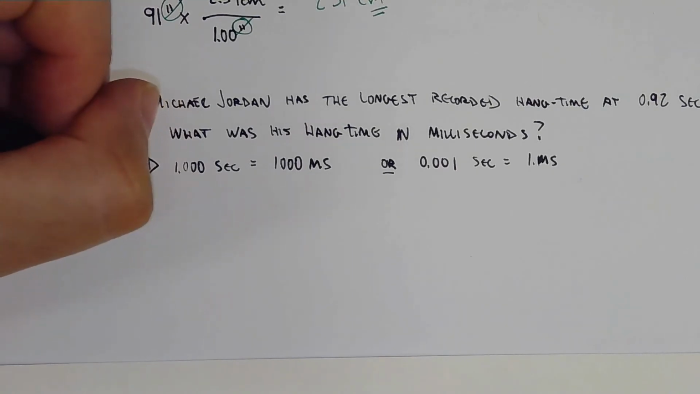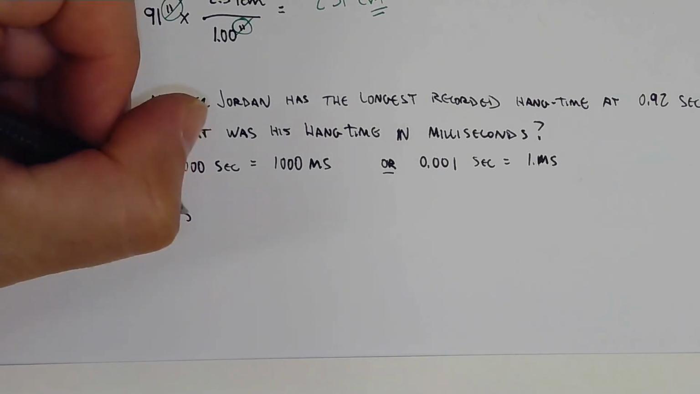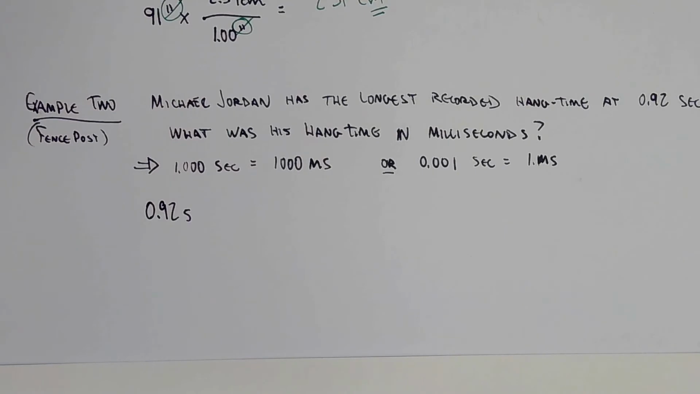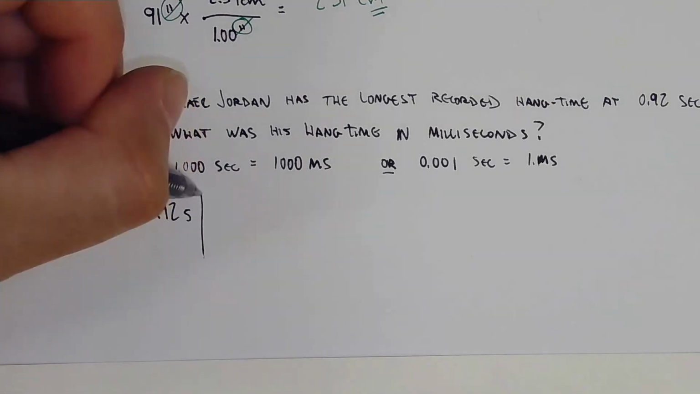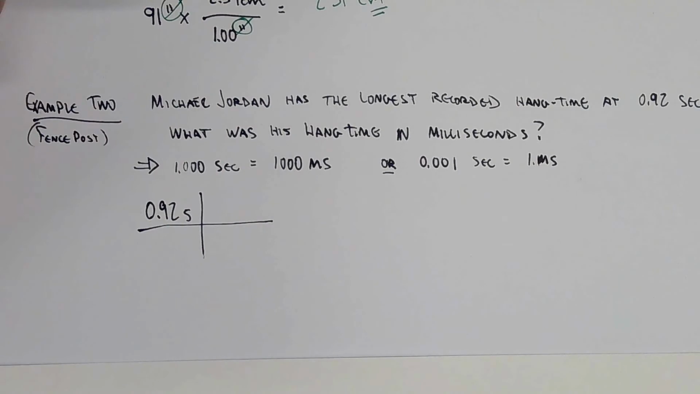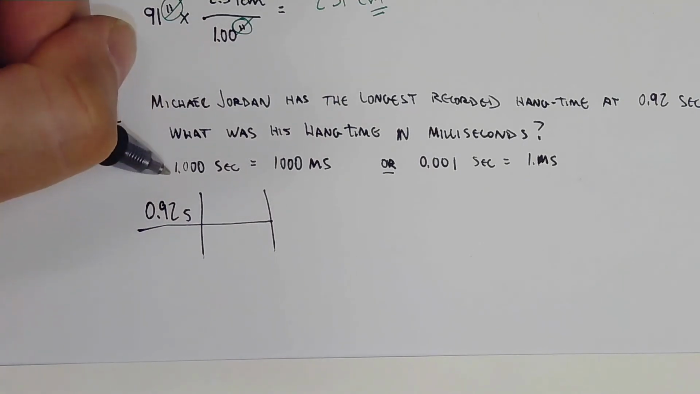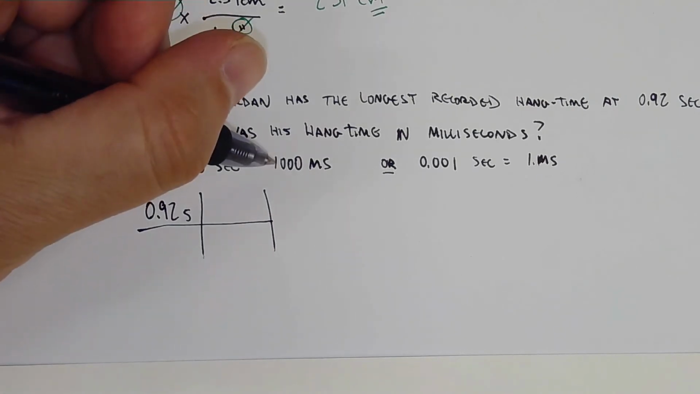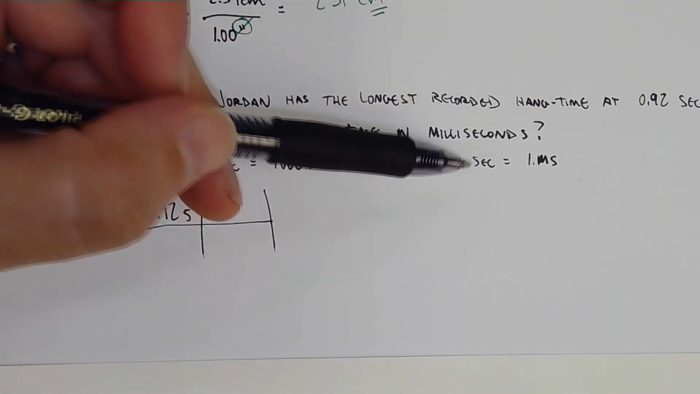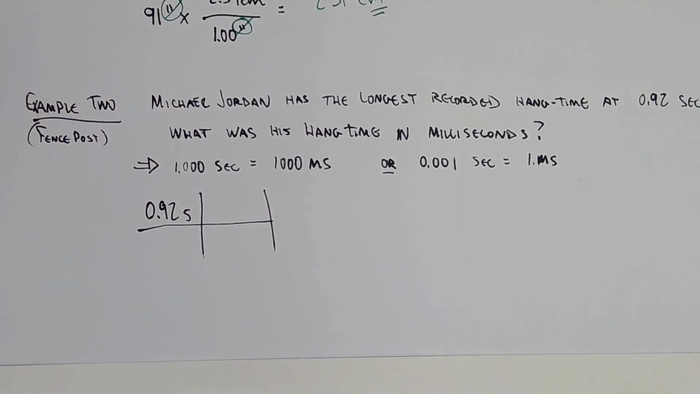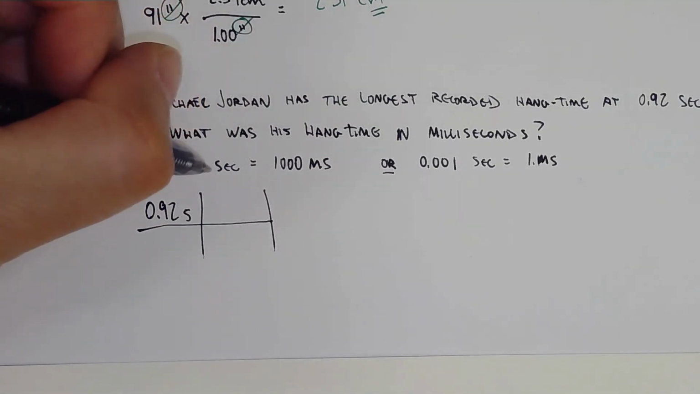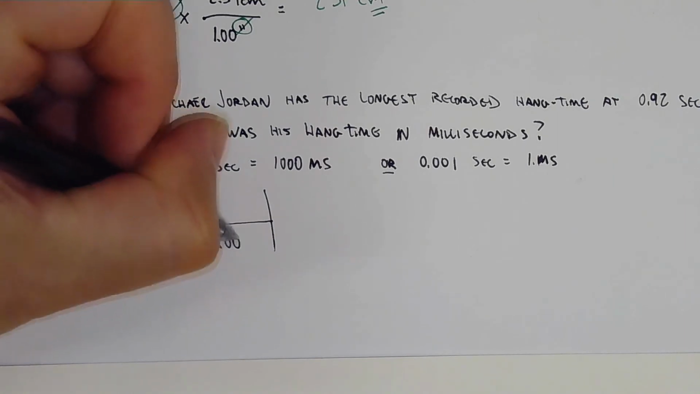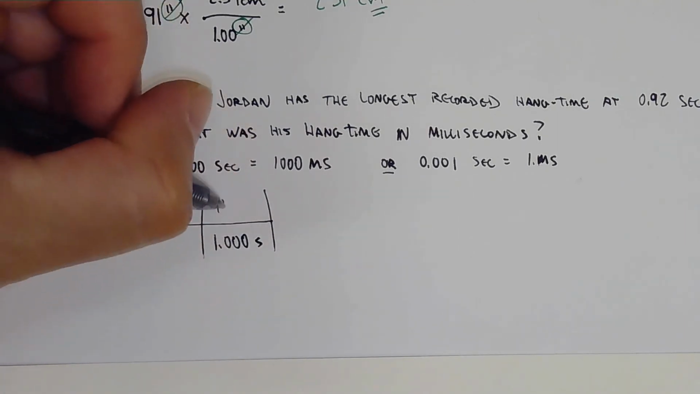So we've got 0.92 seconds, and we want to convert to milliseconds. So the other way to visually set this up, I call it the fence post technique. I don't know that that's an official name. Just to me, it looks like a bunch of fence posts. So we have 0.92 seconds. So we could either say 1 second is the same as 1,000 milliseconds, or 0.001 seconds is the same as 1 millisecond. I'll show you them both just to show that you get the same answer no matter what. In this case, we want seconds on the bottom, milliseconds on the top.